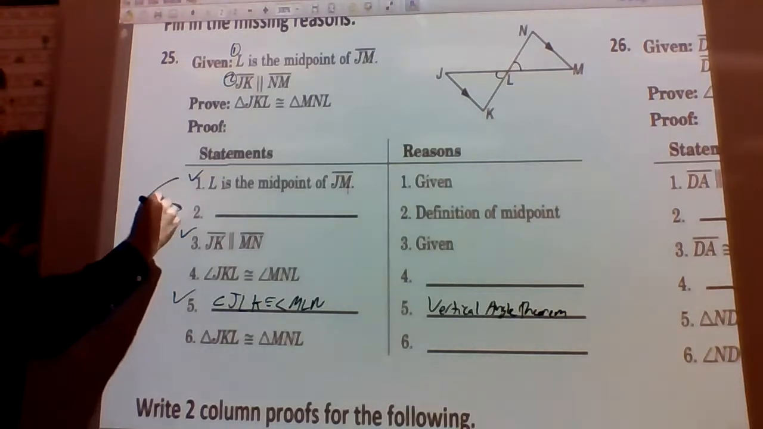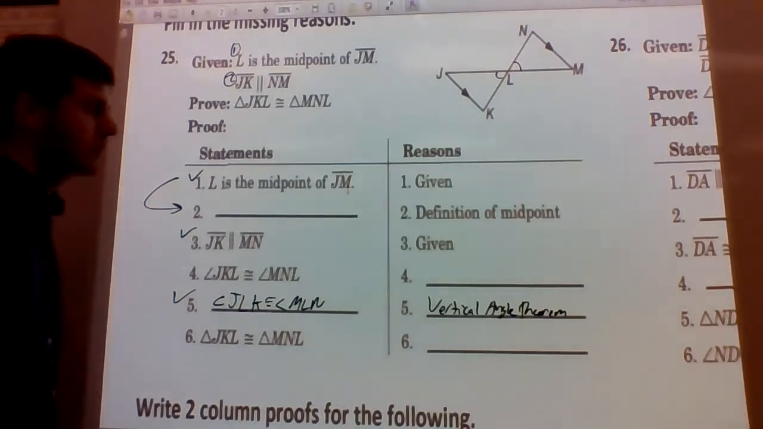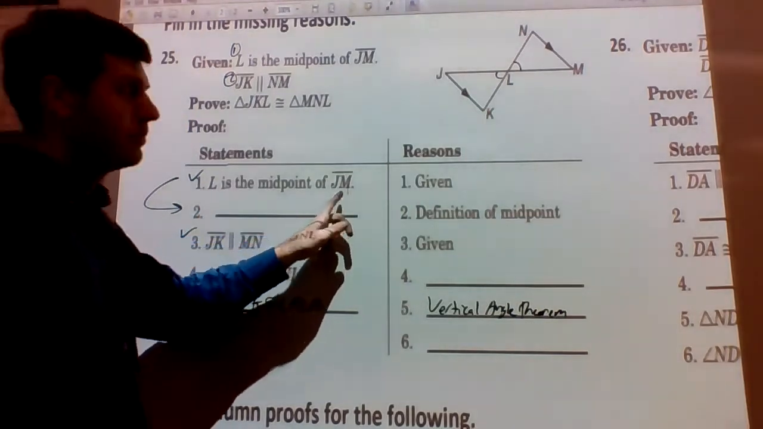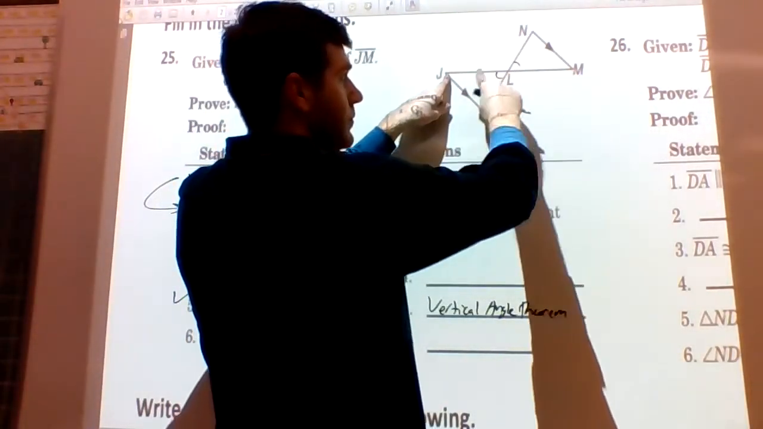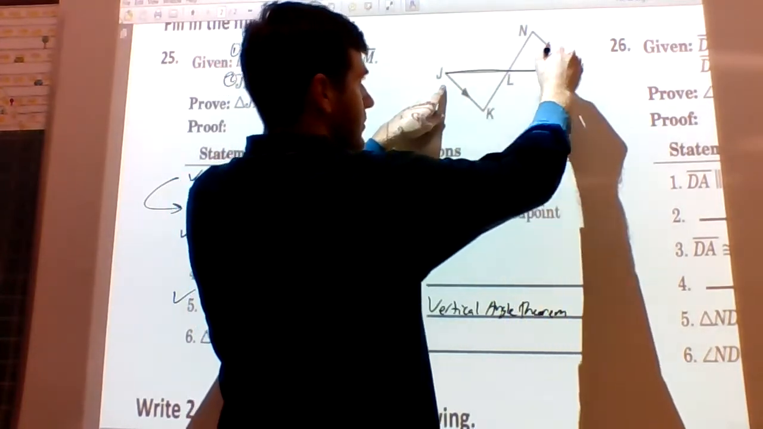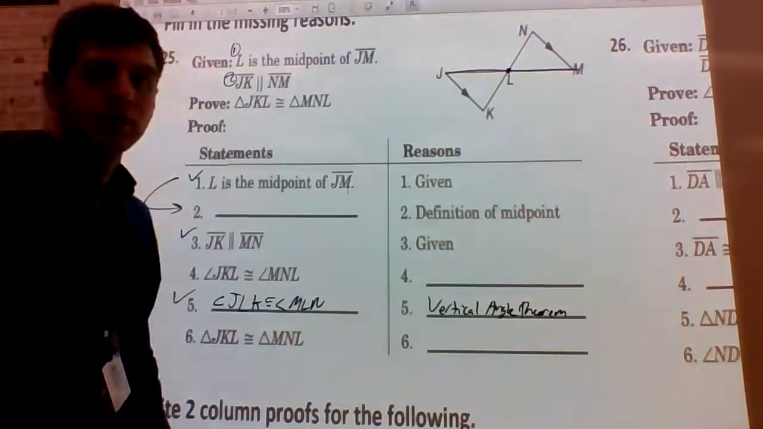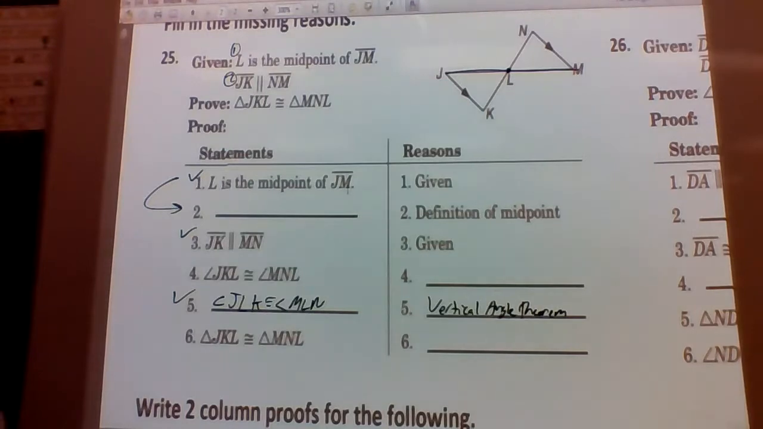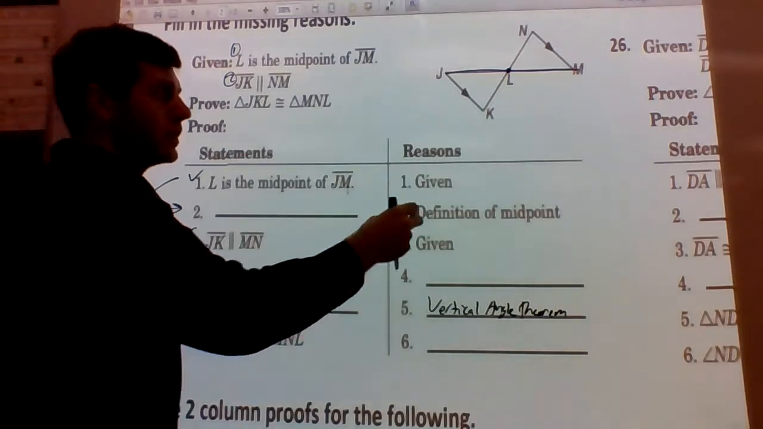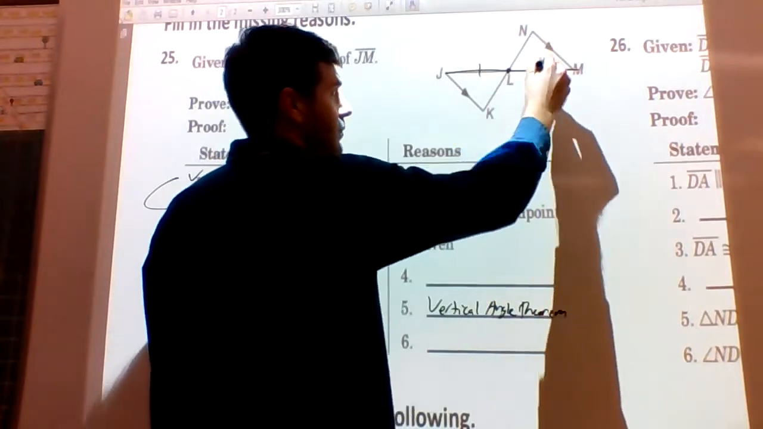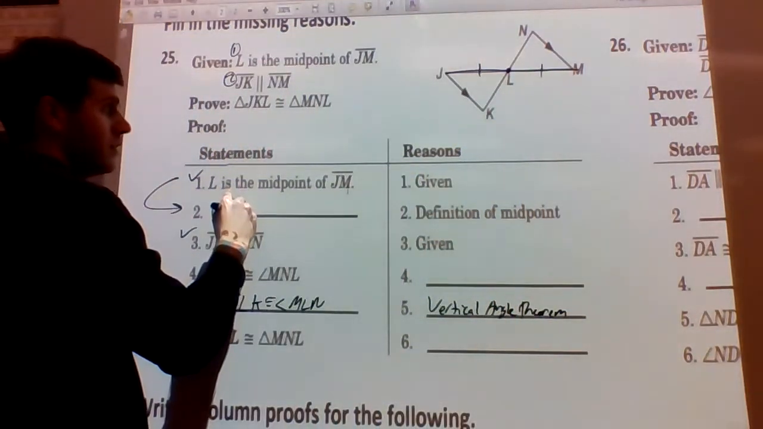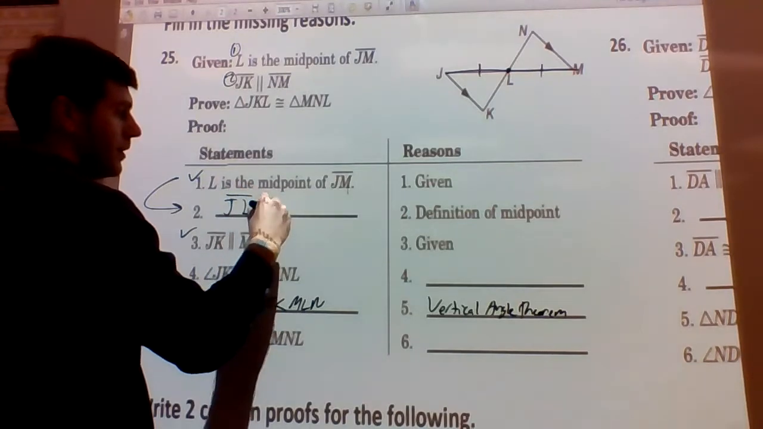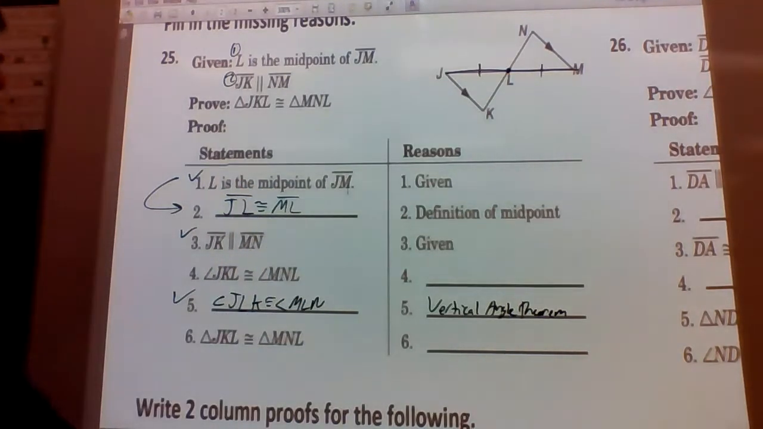So let's use our midpoint. If we have a midpoint, we're looking for congruent segments. So L is the midpoint of JM. Okay, so here's JM. L is the midpoint. So the definition of a midpoint, right, is the point that splits the segment into 2 congruent segments. So L is going to split JM into 2 congruent segments. So JL is going to be congruent to ML by the definition of a midpoint. So JL is congruent to ML.